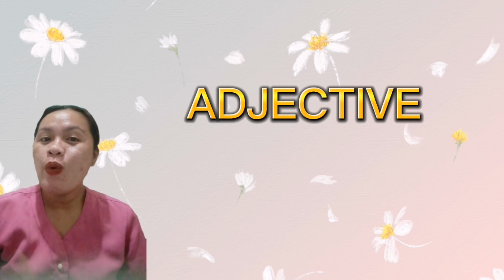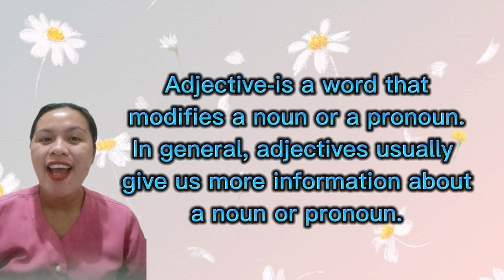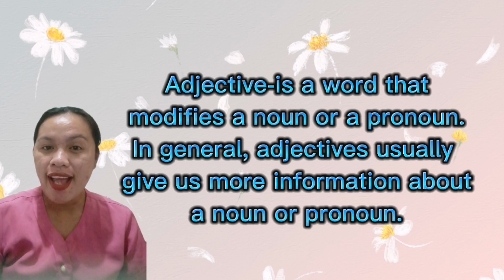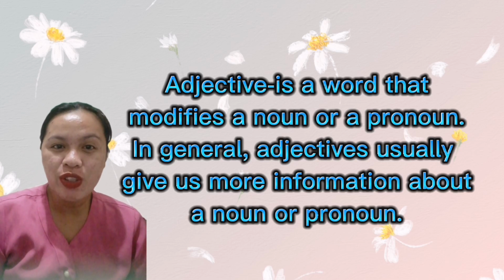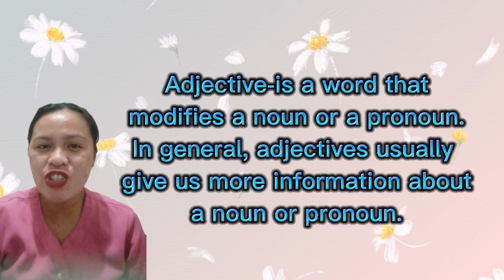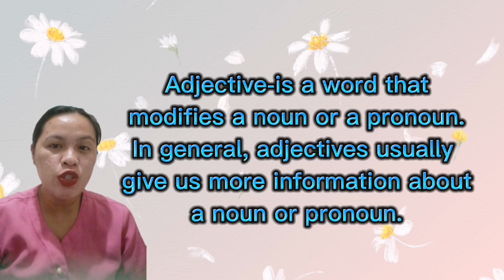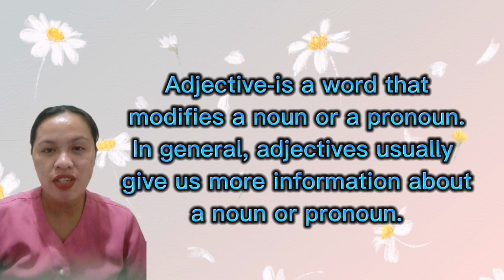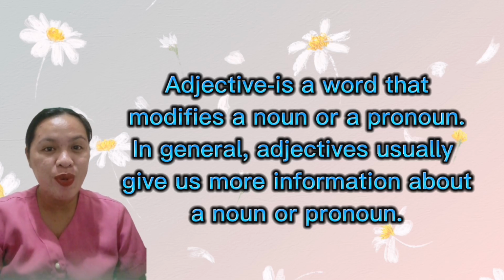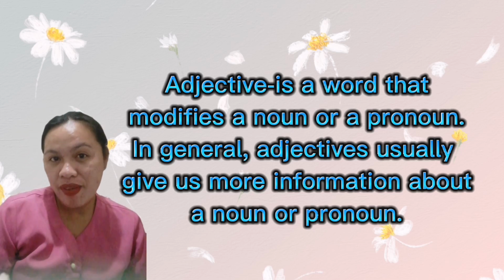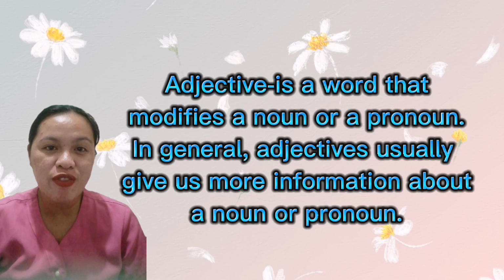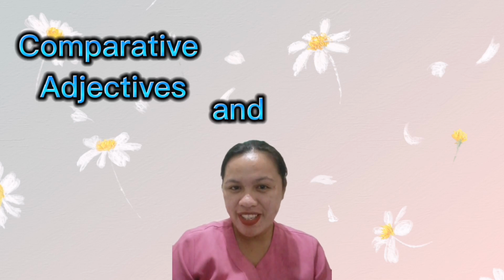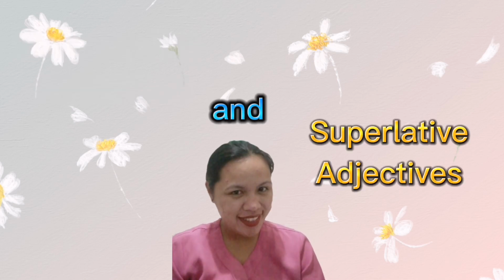Okay, so what is an adjective? An adjective is a word that modifies a noun or a pronoun. In general, adjectives usually give us more information about a noun or pronoun by describing it or providing more information about it. In this video, we are going to discuss comparative adjectives and superlative adjectives.